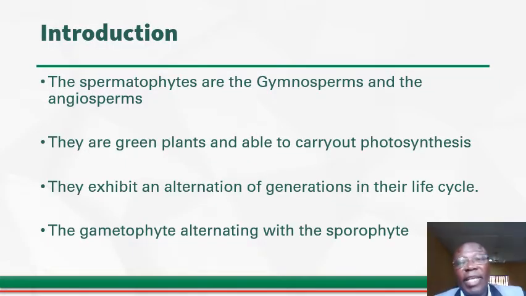The spermatophytes are the gymnosperms and the angiosperms. They are green plants and able to carry out photosynthesis. They exhibit an alternation of generation in their life cycle. That is, they have two cycles that alternate with one another. In this alternation of generation, the gametophyte usually alternates with the sporophyte.